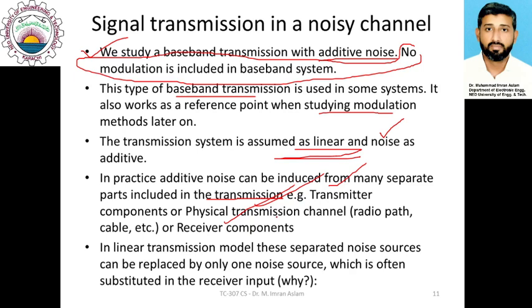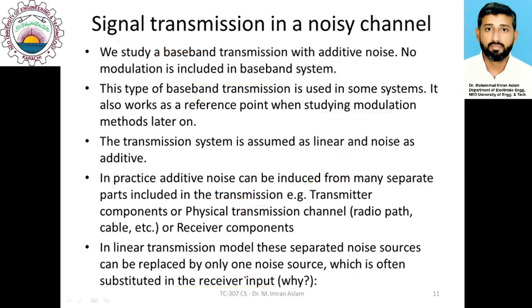However, in our models, we only associate noise at the place where the signal is received. So the noise is substituted at the point where we have the receiver input, because that is the most critical point, where the signal strength is at the minimum. The noise effect is more prominent at that particular point. That's why for analysis purposes we generally input the noise there, in order to incorporate the worst case scenario in our calculation.